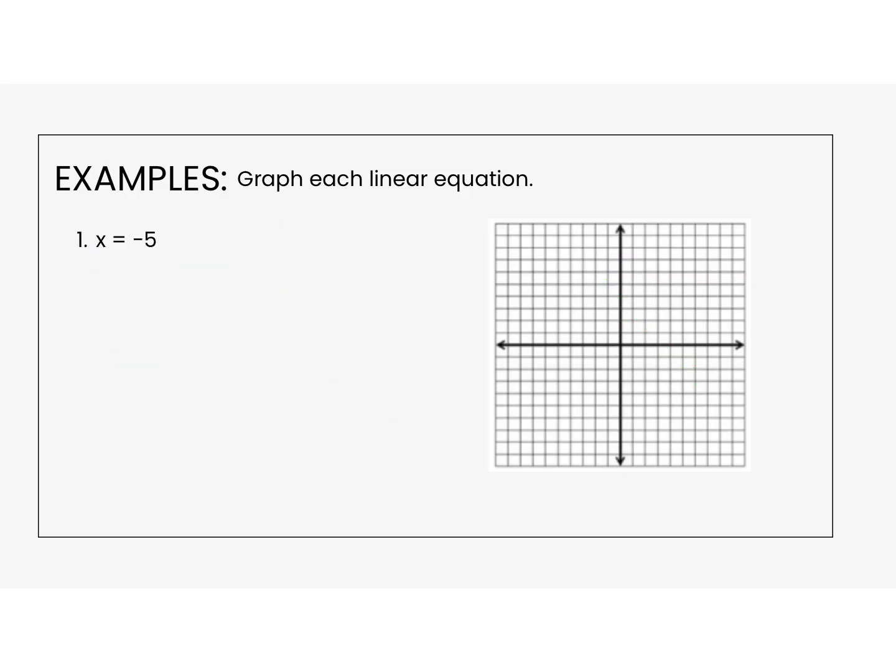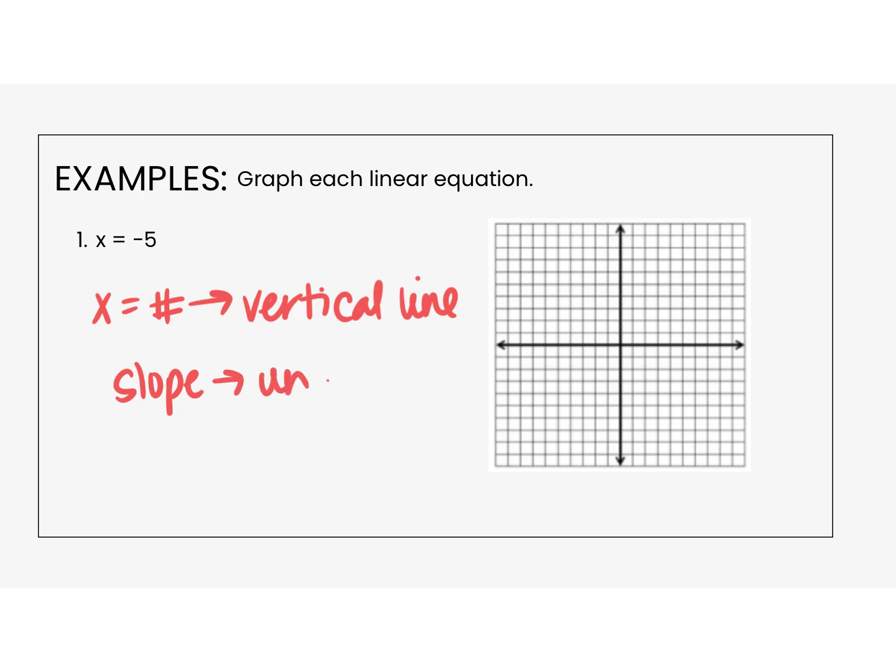What happens if we get something like this? If I have x equals a number, that looks a little different. I can't put that into slope-intercept form very well. So when we see x equals any number, remember that that's a vertical line. And a vertical line has a slope that is undefined. We looked at that in 1.1 when we tried to divide by 0.